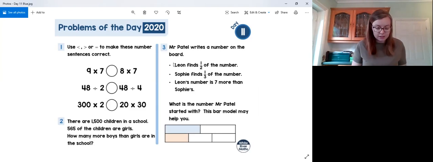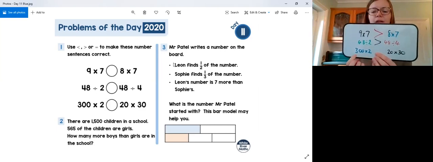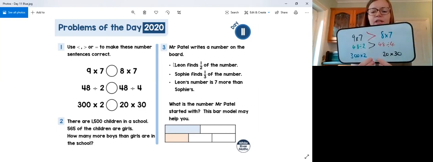Okay, and then lastly, this one might look a little trickier, but we can work this one out. We have 300 times 2 on one side, and we have 20 times 30 on this side. Well, if I have a look at this, I can see that some of my digits are the same.